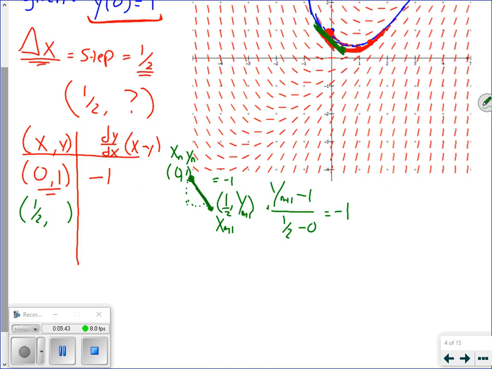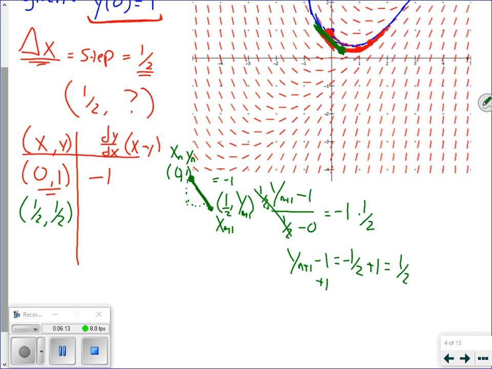We have 1/2 on the bottom, so I can multiply both sides by 1/2. I get y sub n plus 1 minus 1 equals negative 1/2, and I can add 1 to both sides. So that ends up equaling positive 1/2. So my current point that I just estimated is (1/2, 1/2).